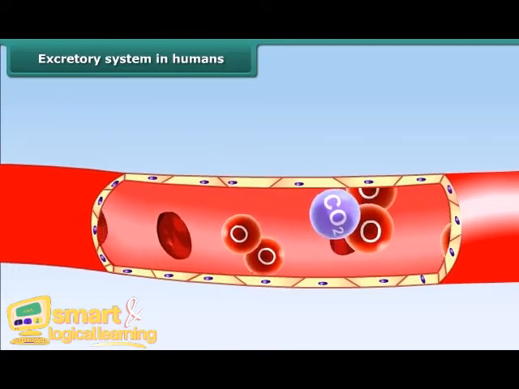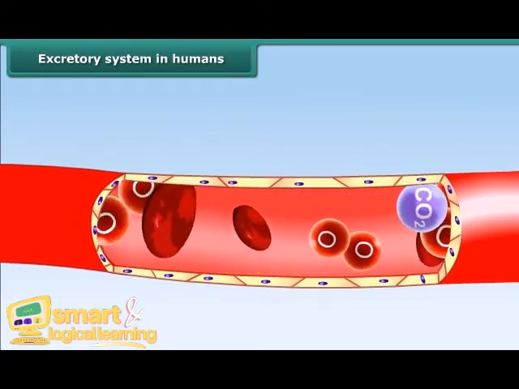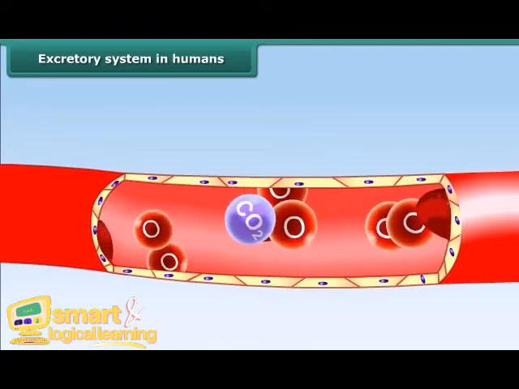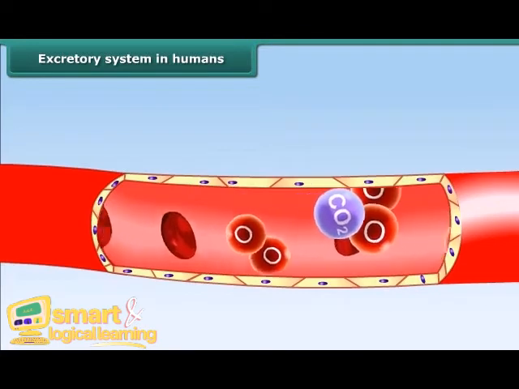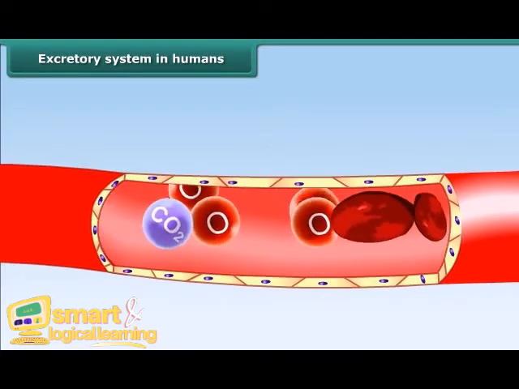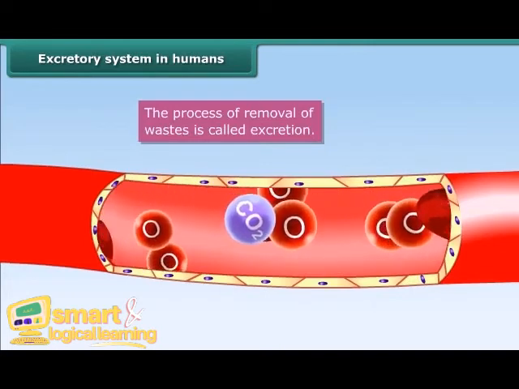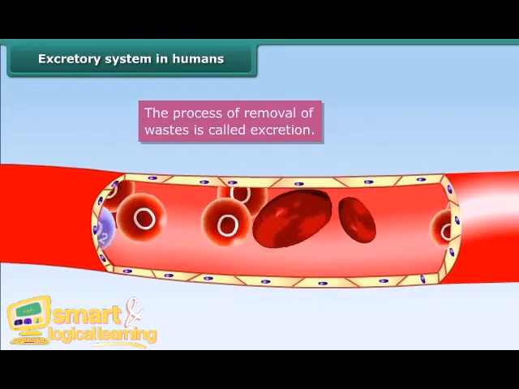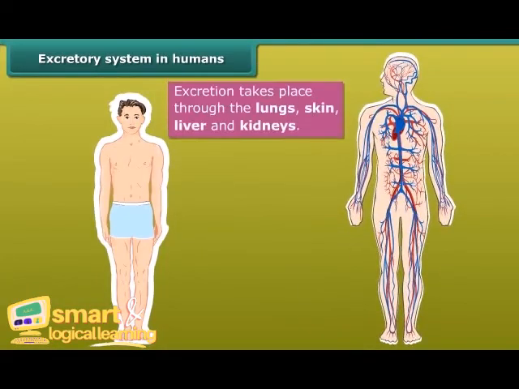These wastes are carbon dioxide, water, salt, urea and uric acid. They are the result of the metabolic activities of the body. Since they are toxic, they must be removed from the body. The process of removal of wastes resulting from metabolism is called excretion. Excretion takes place through the lungs, skin, liver, and kidneys.